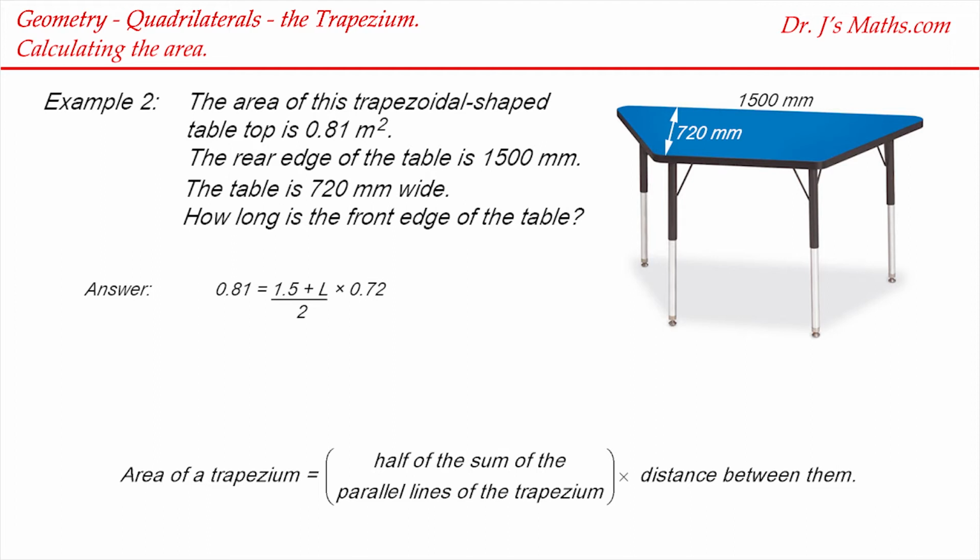times the distance between those parallel sides, which is 720 millimetres divided by 1,000, so it's 0.72. Get rid of your fraction, multiply both sides by 2, and then convert from there. You're going to find that L is equal to 0.75 metres, which will now convert back again to 750 millimetres.